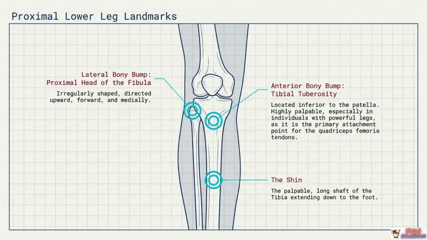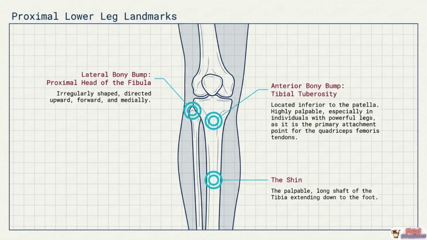The tibial tuberosity is highly palpable as a firm, prominent bump, especially in individuals with powerful muscular legs. Clinically, it is the site of Osgood-Schlatter disease in adolescent athletes, a painful apophysitis caused by repetitive traction stress on the developing tibial tuberosity during periods of rapid growth. The second landmark is the proximal head of the fibula, the irregular lateral bony bump at the outer side of the proximal lower leg, directed upward, forward, and medially.